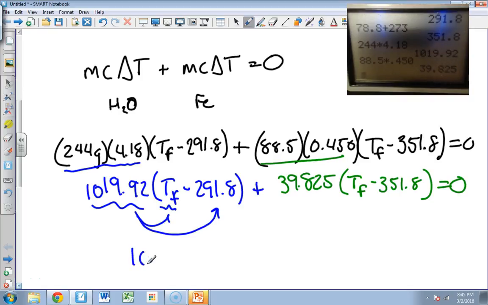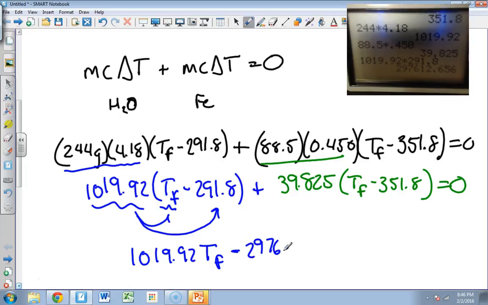So we get 1019.92 TF minus 1019.92 times, and you can use significant figures here, but I'm going to do it all the way out, times 291.8, and so that's going to equal 297,612.613. I'm going to round that up.